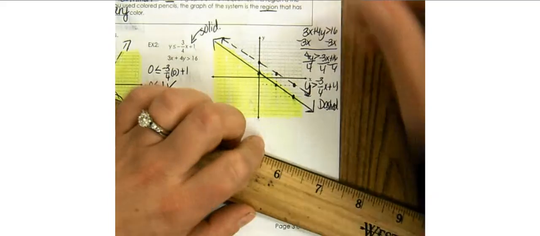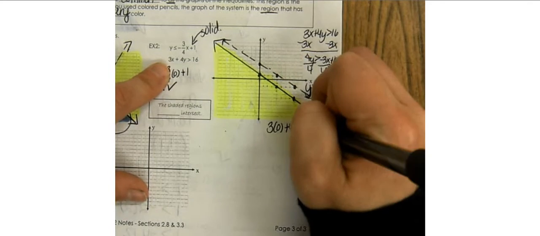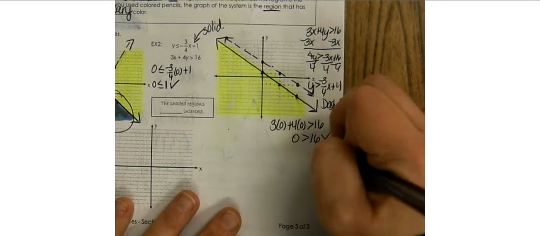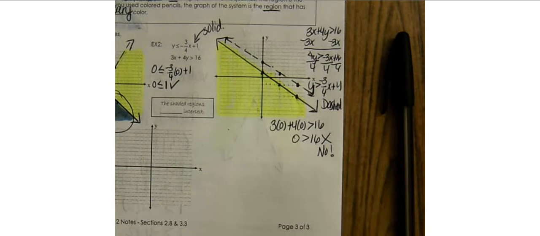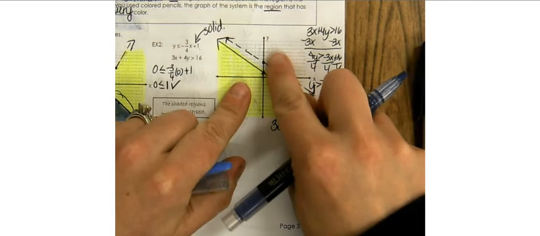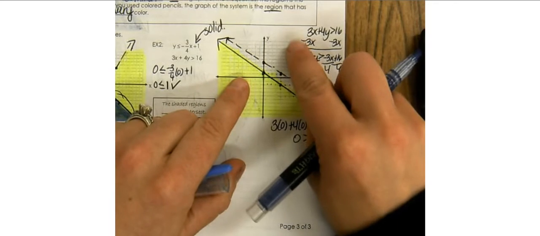Next, I need to test a region. So I'm going to test 0, 0. Once again, 0, 0 is not on my line. So I'm going to see, is 3 times 0 plus 4 times 0 greater than 16? So I'm just plugging in 0, 0 back into the original problem. And is 0 greater than 16? No, it is not. It is not bigger than 16. So that tells me I'm going to shade in the other region. So my other region is going to be up here. It's on the side that does not have 0, 0.